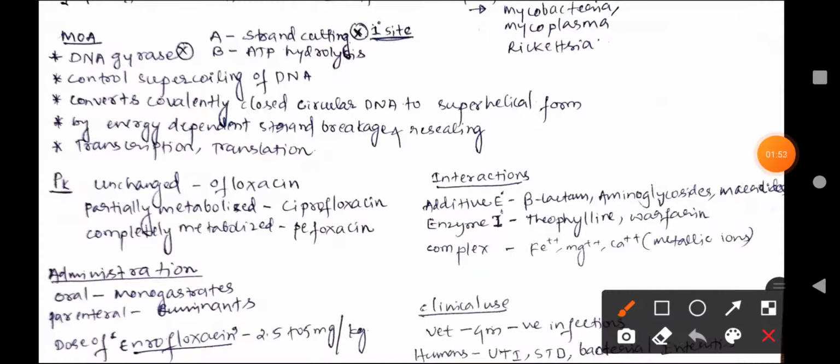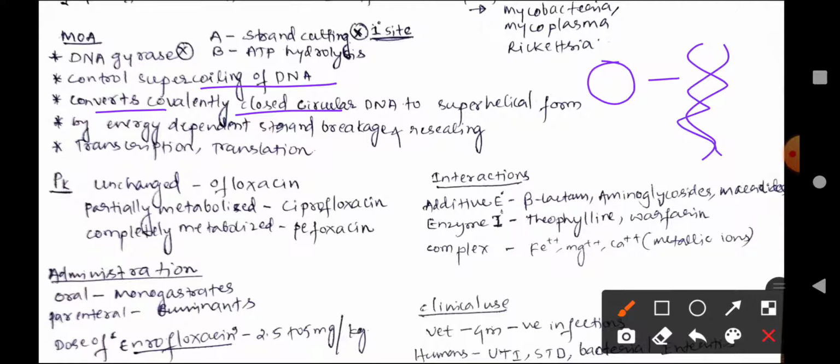In the bacteria, there is an enzyme called DNA gyrase, which is responsible for controlling the supercoiling of the bacterial DNA. It converts the covalently closed circular DNA to the superhelical form, and it acts by an energy dependent process of breaking and resealing of the strands. Thereby, it helps in the transcription and translation of the bacterial DNA. And these quinolones act by binding the DNA gyrase.